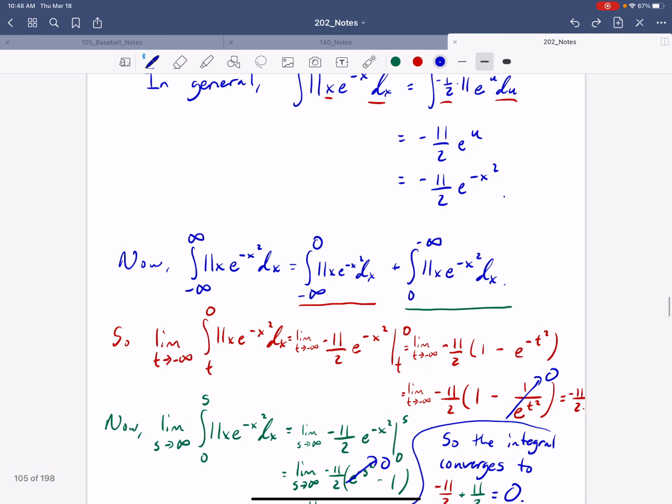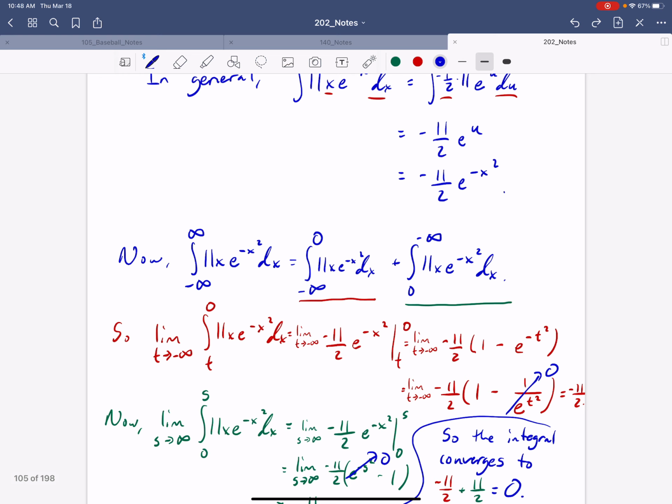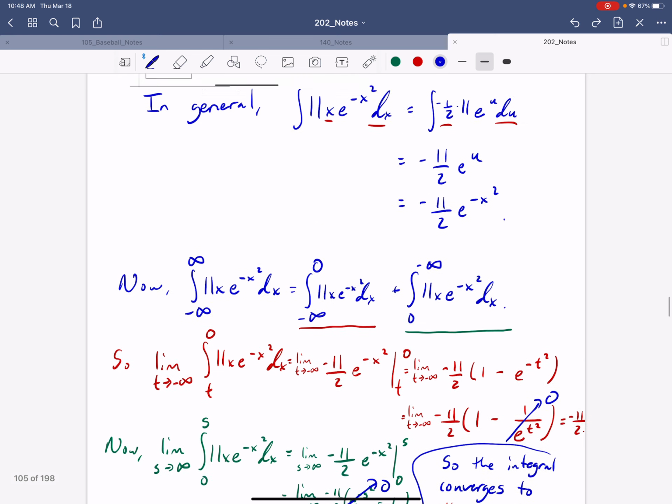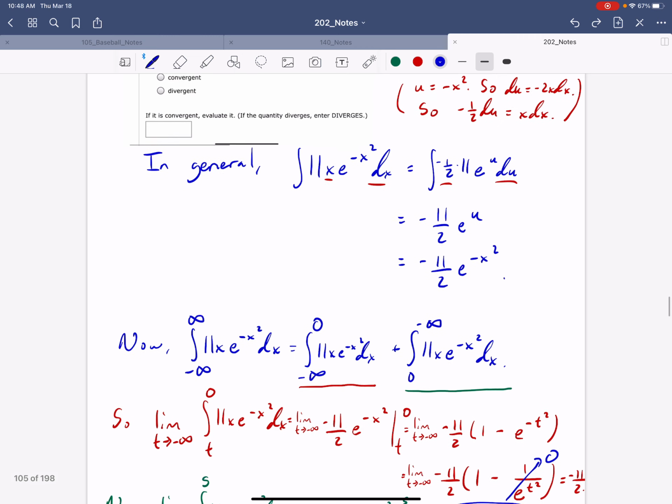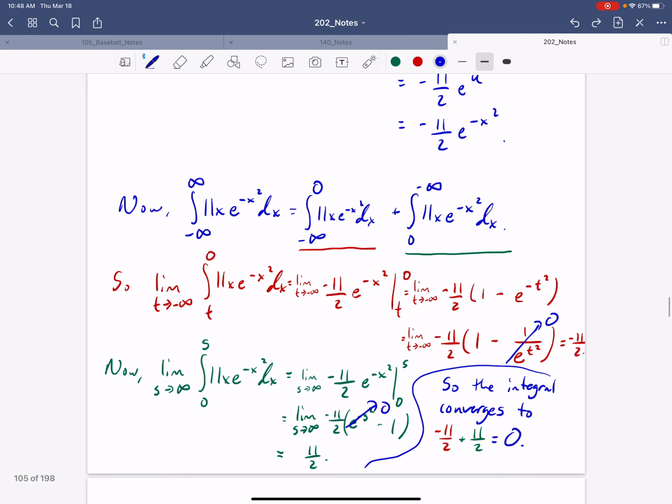So a little bit involved here. Sorry about the limit notation issue there, but it's a u sub problem. Again, with a u sub integral, it might make sense just to integrate it generally, then do your improper plugging in.